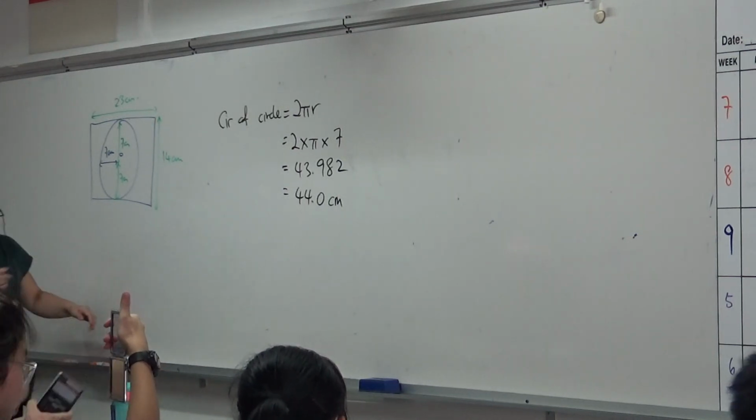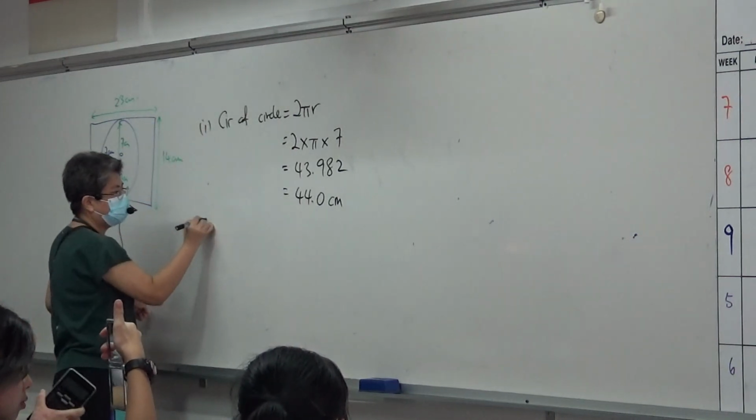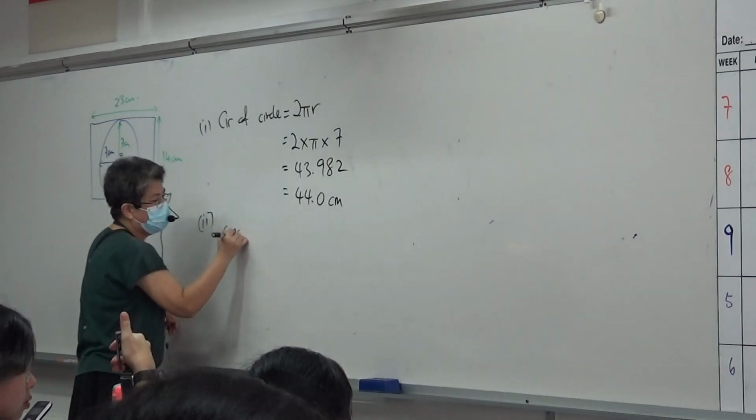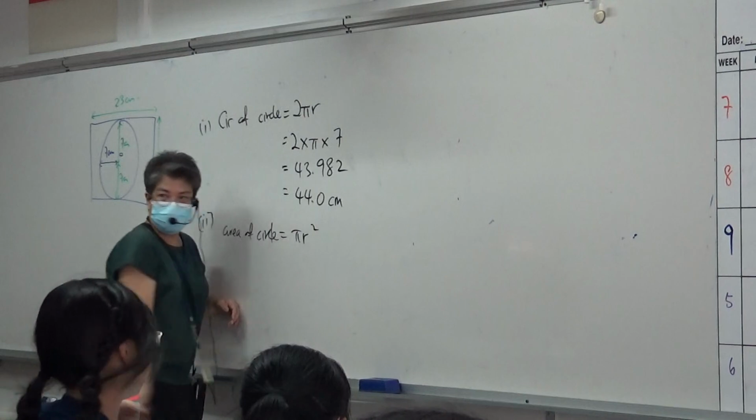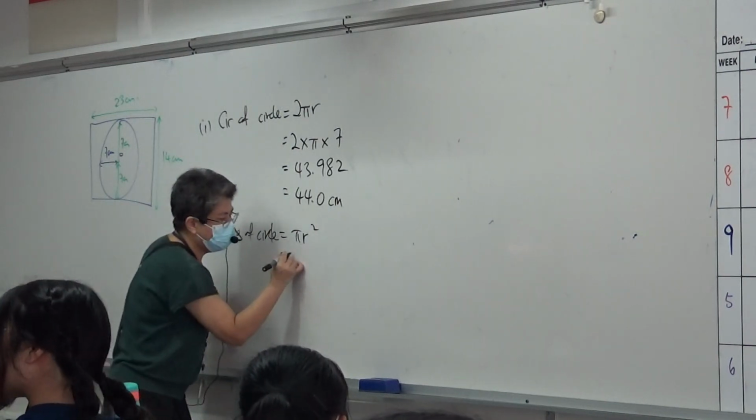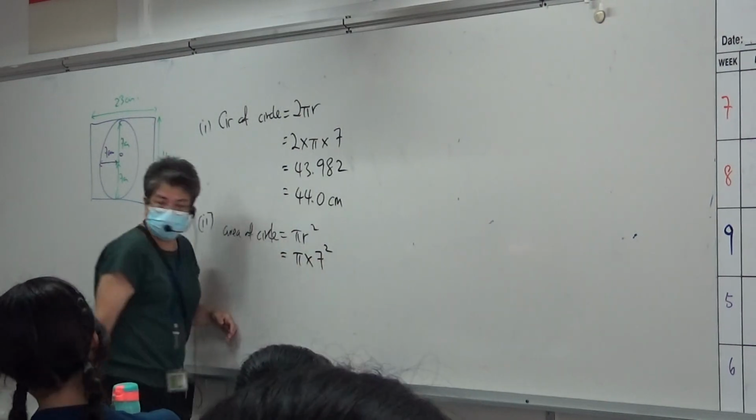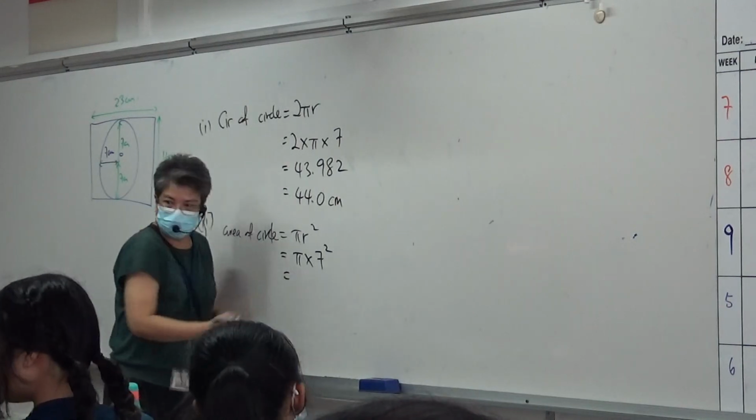The area of the circle. This is the circumference. Part 2. Area of circle is pi r square, right? So it will be pi times 7 square, right? Okay, key calculator.